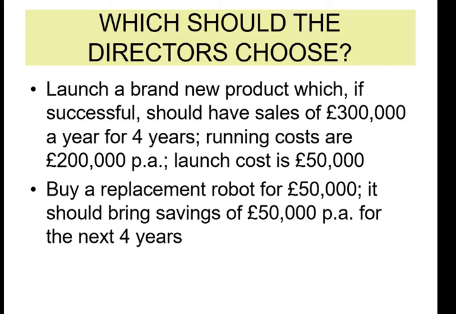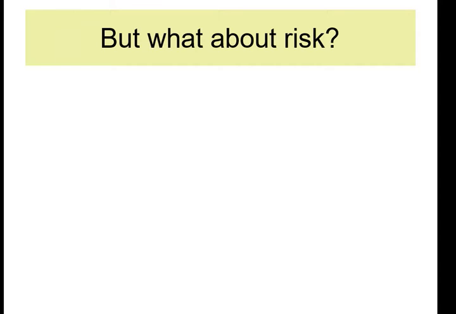Or should they buy a robot for £50,000 when it brings in savings of £50,000 per year for the next 4 years? And just thinking about the profits of those, the first one would give you a profit of £350,000 overall. The second one would give you a profit of £150,000. But what about the risk?